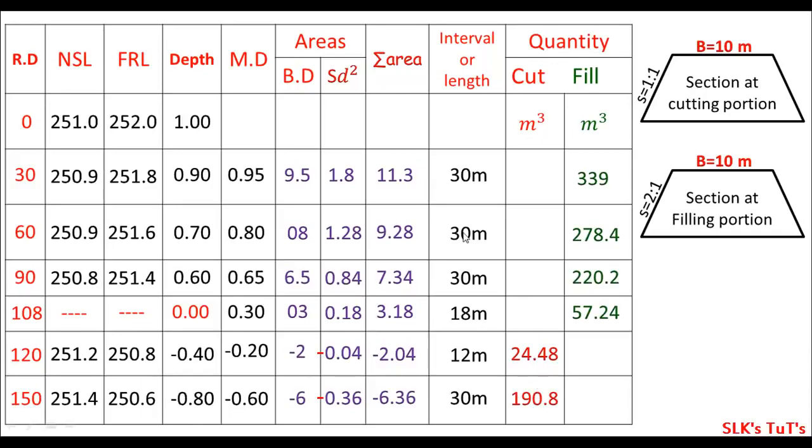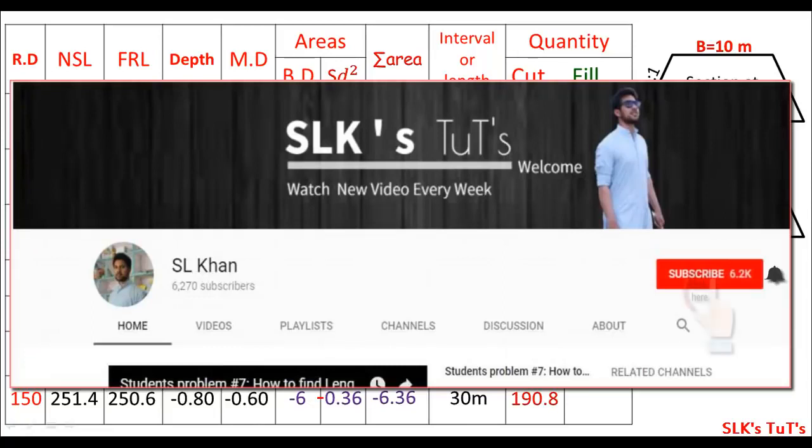So this is done, right? We learned about the mean depth method, and we learned how to calculate cut and fill using the mean depth method, right?